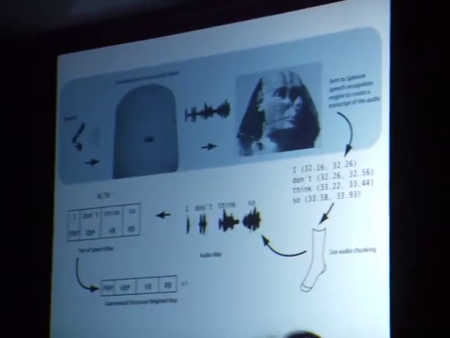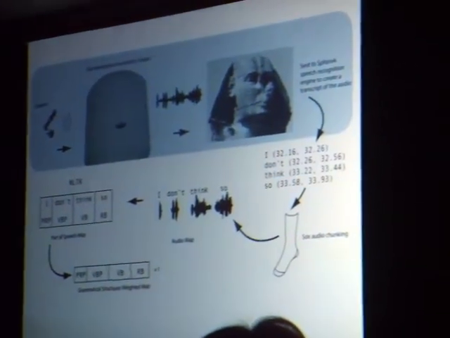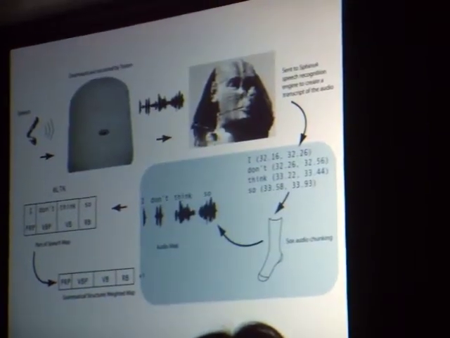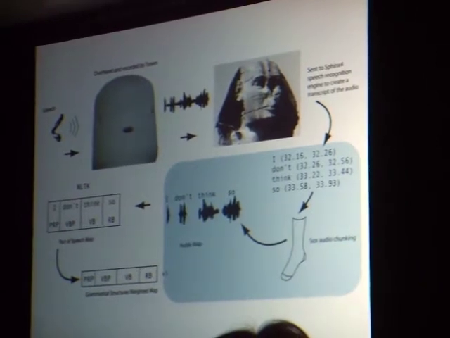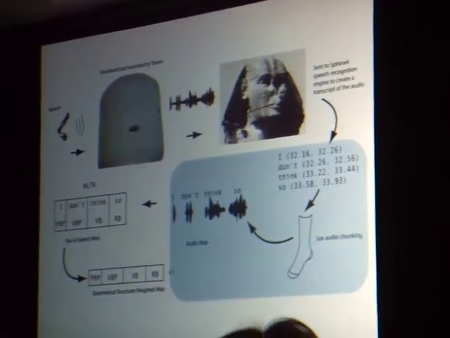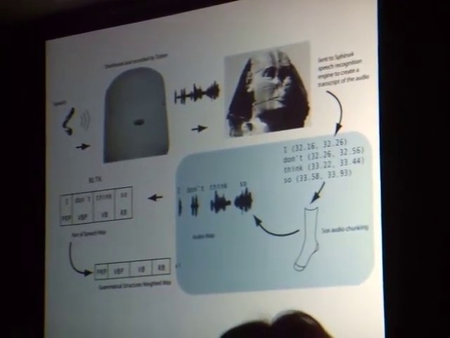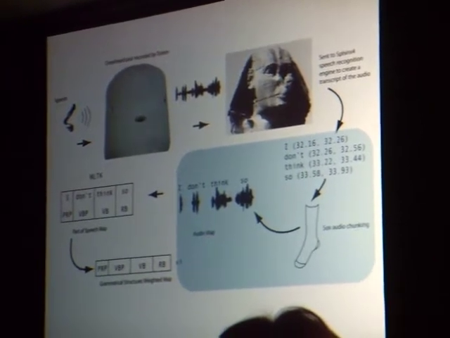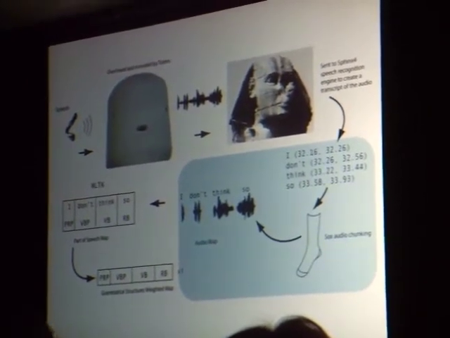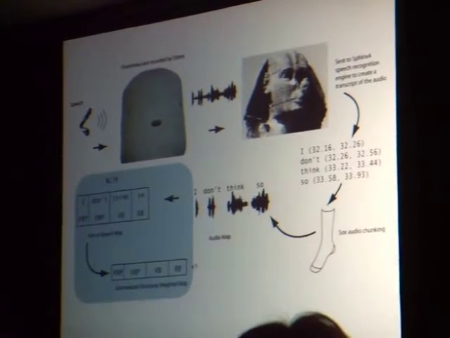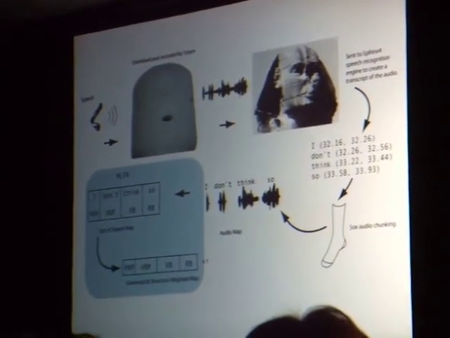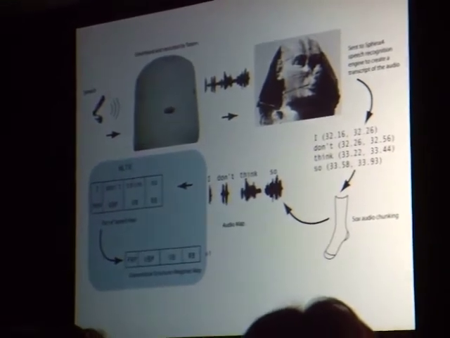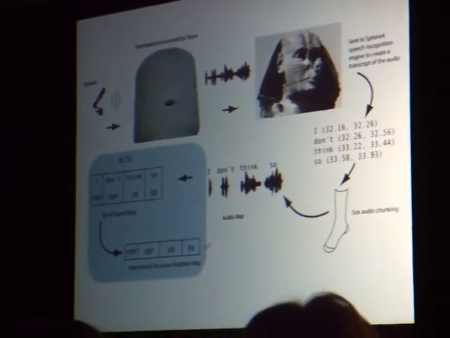In this case, I'm using Java and Sphinx 4. The recognition engine outputs a transcript, and that transcript is then used to chunk that audio file down into component pieces based on where the word boundaries are. That transcript is then also sent to a natural language processing engine, and in this case I'm using Python and NLTK, and that's used to attempt to tag the grammatical part of speech of each word in the transcript.